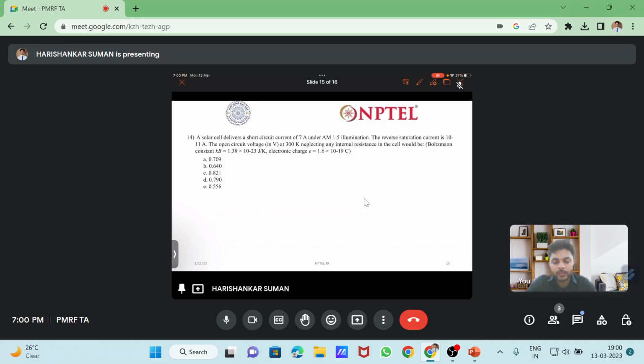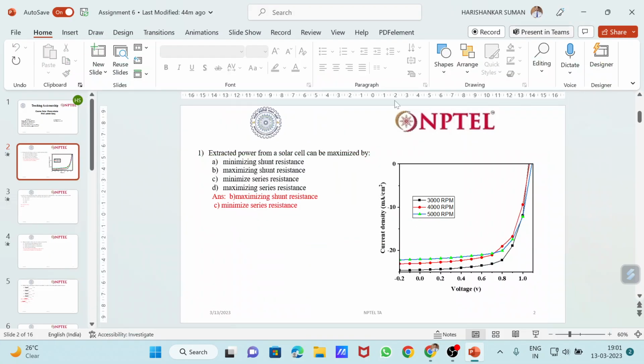So reverse saturation current I zero is 10 to the power minus 11 ampere. V naught is 10 to 11. What is called VOC? VOC equals kT by q ln(ISC by I zero plus 1). Please think for 1 minute.